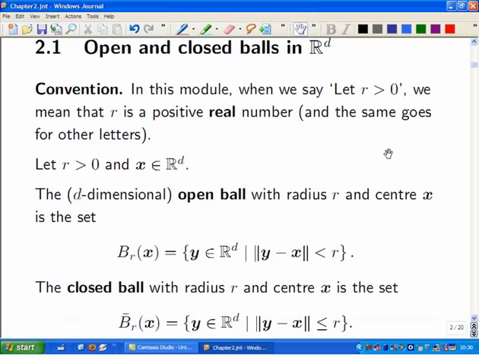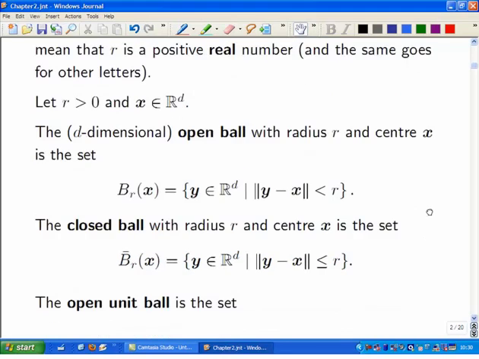Every ball will have a center and a radius, whether it's an open ball or a closed ball. And the difference between the closed ball and the open ball is what you do with the points that are exactly the distance from the center equal to the radius, whether they're included or excluded. In the closed ball, those points are included in the ball. In the open ball, they're excluded.